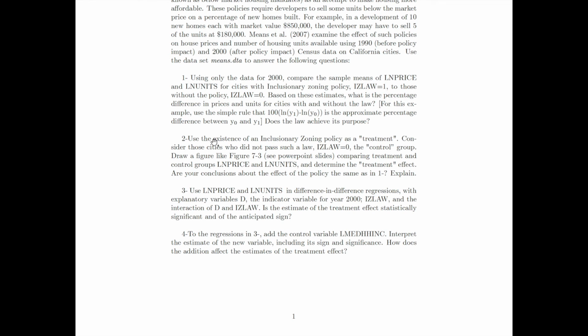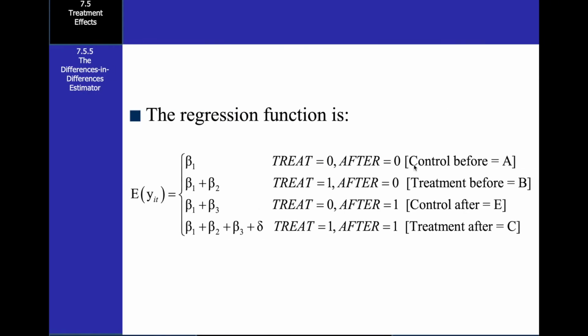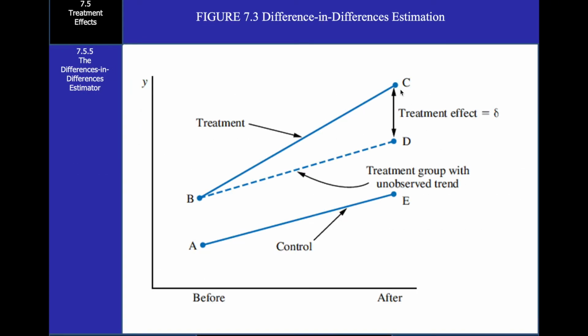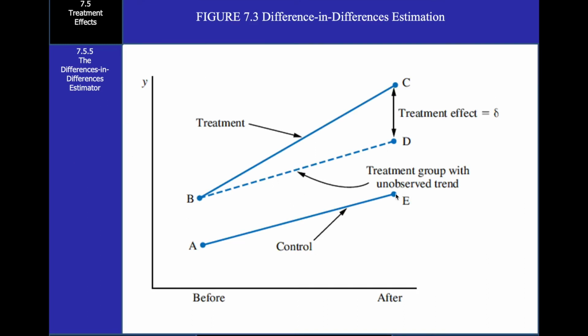So if we go to number 2, use the existence of an inclusionary zoning policy as a treatment. Consider those cities who did not pass such a law, IZ law equals 0, the control group. Draw a figure like 7.3 comparing treatment and control groups and determine the treatment effect. Alright, let's look back at this figure from the PowerPoint. So we want to find this value, this value, and this value. C, E, B, and A. So treatment after, control after, treatment before, control before.